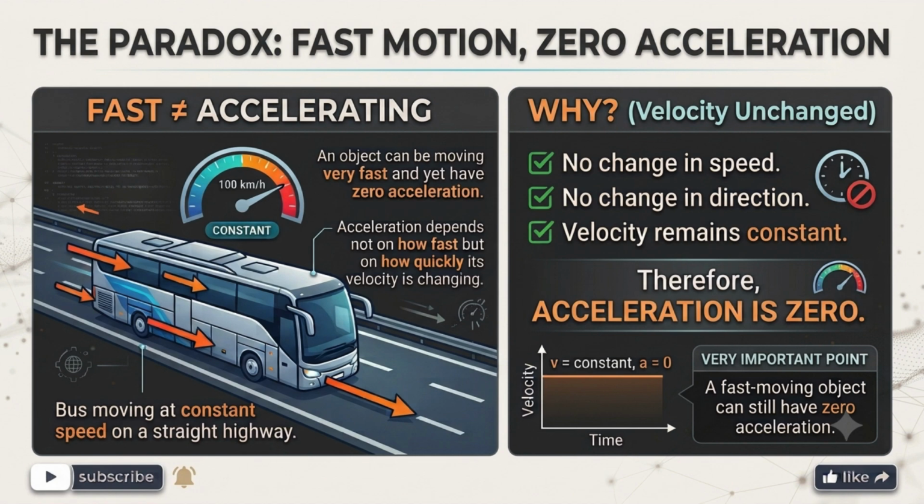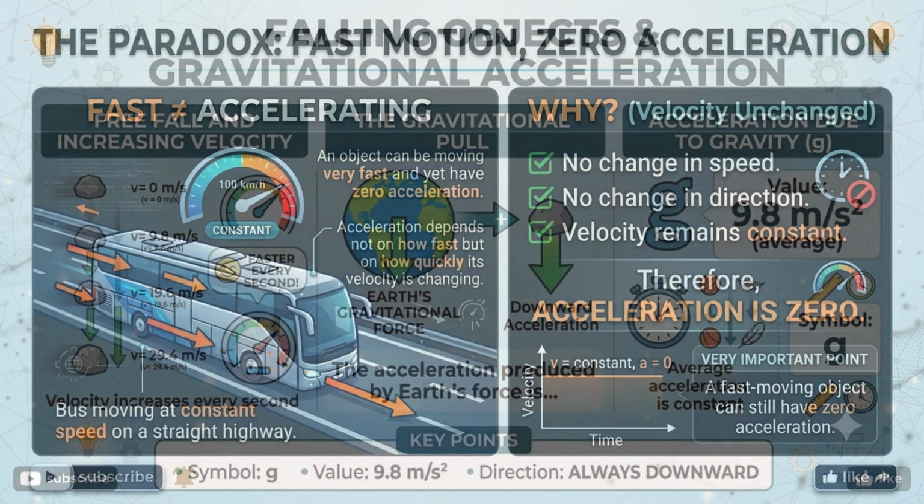Think about a bus cruising down a perfectly straight highway at a steady 100 kilometers per hour. It's moving fast, right? But because it's traveling at a constant velocity in a straight line, there is absolutely zero change in speed or direction. No change in velocity means zero acceleration. So remember this very important point. A fast-moving object can absolutely have zero acceleration. It's not about the speed, it's all about the change.